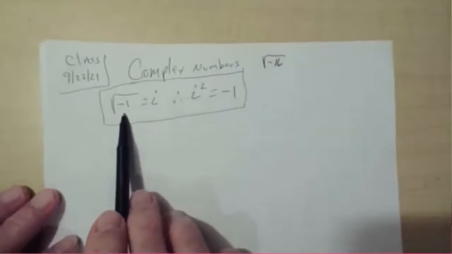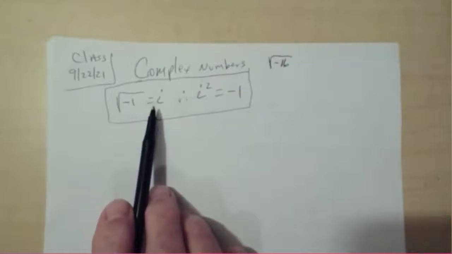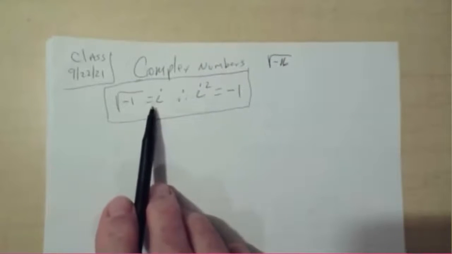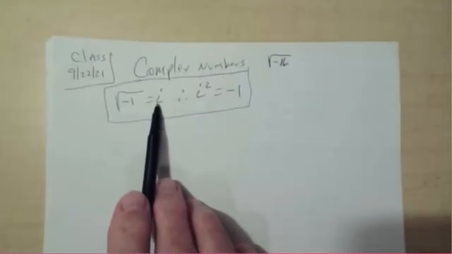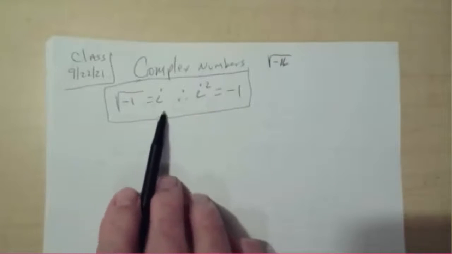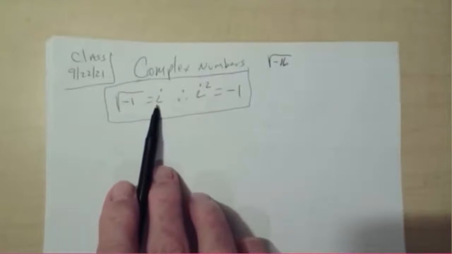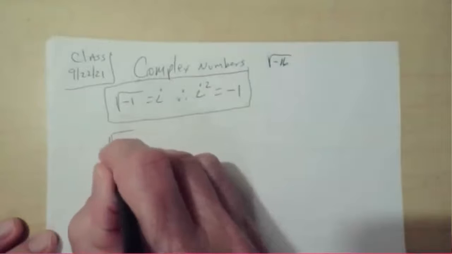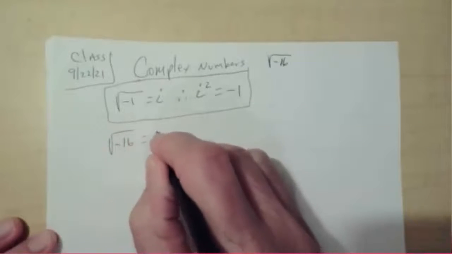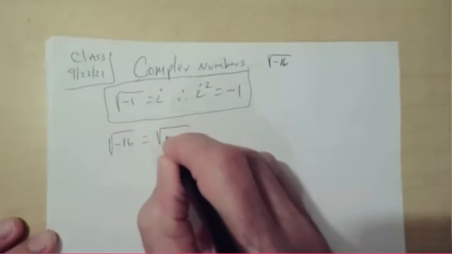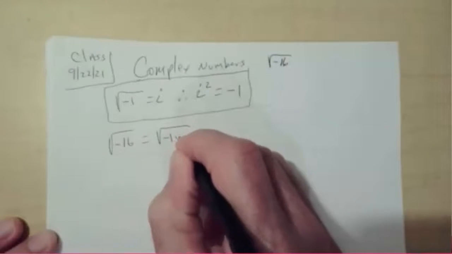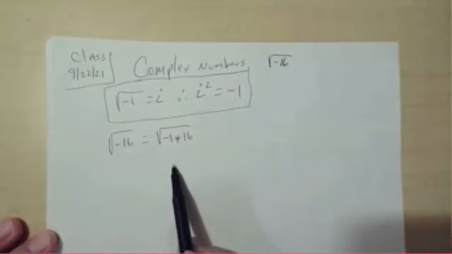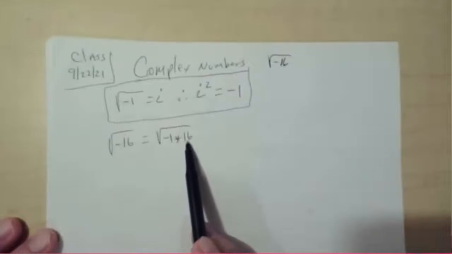And we have imaginary numbers. And we use a lowercase italicized i, kind of a cursive i. So what we do here, if we have the square root of negative 16 equals the square root of negative 1 times 16. Okay, and that's how we can get this to be positive.